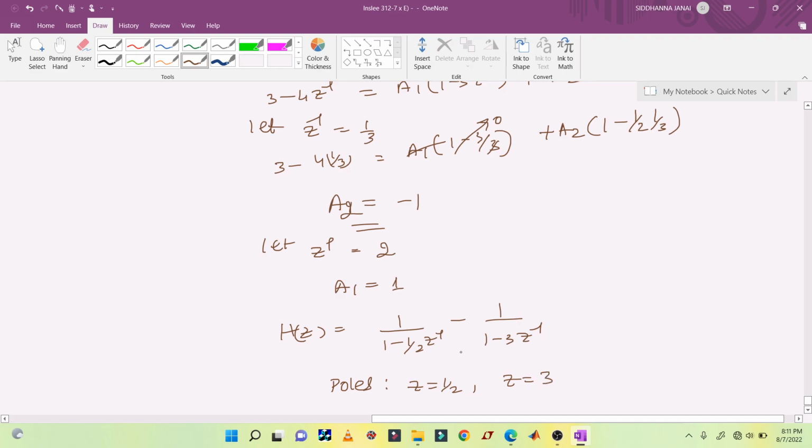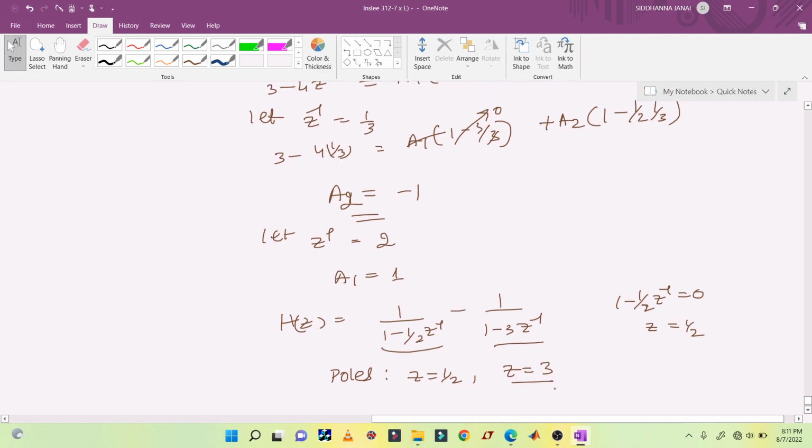How do we get these poles? As I already explained, you equate 1 - 1/2 z^-1 to 0 and you will find that z = 1/2. Similarly, you equate the other one to 0, and you will get the pole at z = 3.